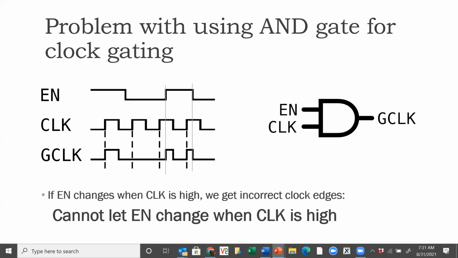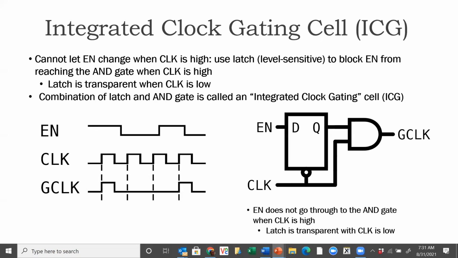So there is a much more elegant way to handle this problem, which is the use of what are called integrated clock gating cells. We don't want the enable to change state when the clock is high. One very simple way to accomplish that is to put a level sensitive latch before the AND gate. So the enable goes to the level sensitive latch, and the latch is transparent when low. That's what this little bubble at the bottom shows.